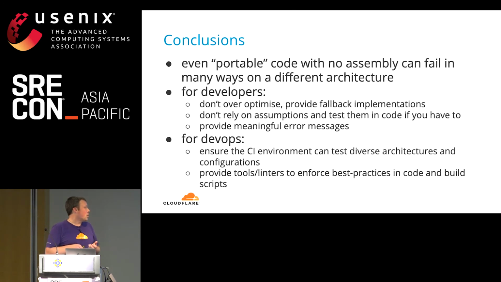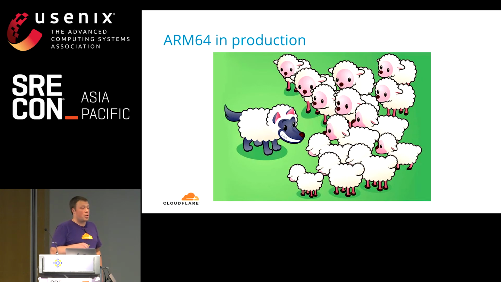For DevOps, ensure that the CI environment can test a diverse set of architectures and configurations. Even if you don't plan to run a second CPU architecture anytime soon, add support for cross-compilation in your project, test it in CI, and you will be ready. As the project evolves, you will be sure that it's ready to be cross-compiled to a different CPU architecture. And maybe provide tools and linters which enforce best practices, some of the advice which I provided here, in code and build systems. So yeah, after resolving all this, this is our ARM server in production now.